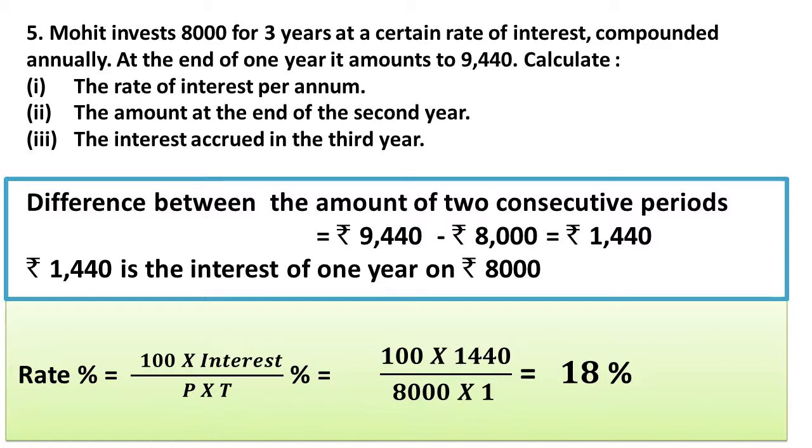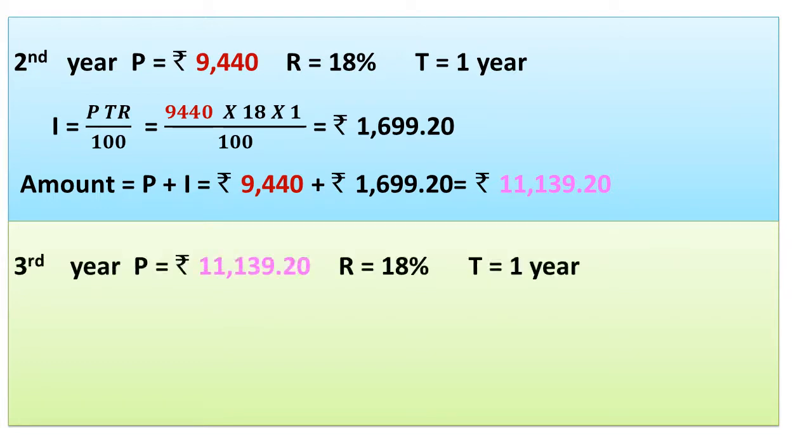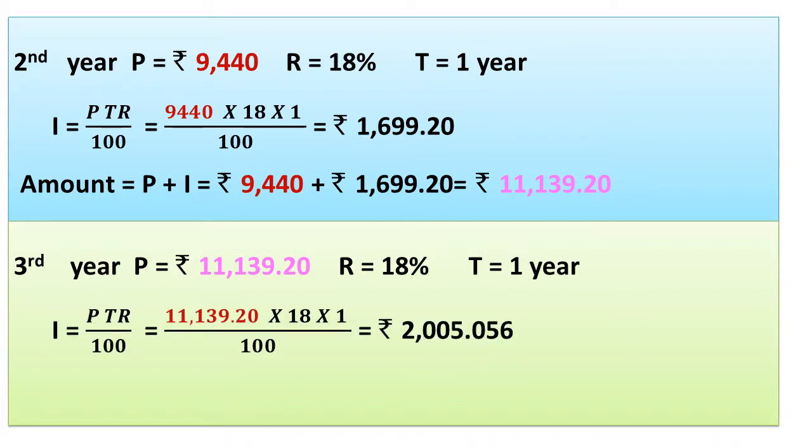Now we need to find the amount at the end of the second year. So consider the rate of interest as 18% and the principal as ₹9,440. Calculate the interest and the amount at the end of the second year. Consider the amount at the end of the second year, that is ₹11,139.20, as the principal for the third year, and the rate of interest is 18%. Hence the compound interest will be equal to ₹2,005.056. Hence, by this we have completed the first 5 problems of the exercise.